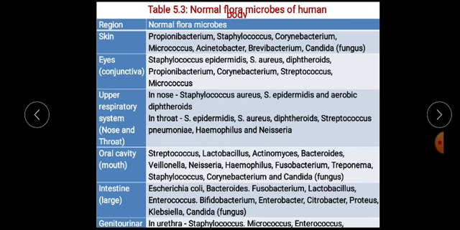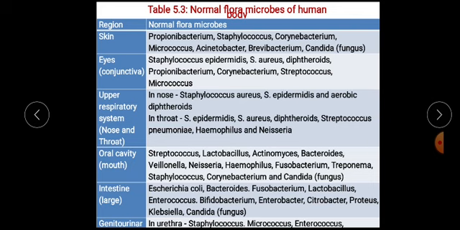Skin, the normal flora microbes are Propionibacterium, Staphylococcus, Corynebacterium, Micrococcus, Acinetobacter, Brevibacterium, Candida. So you need not remember all these names, but a few of them, of course, you need to remember. From this table, you will understand which regions of our body are always populated with microorganisms, and the microbial flora or the type of microorganism differs from region to region.